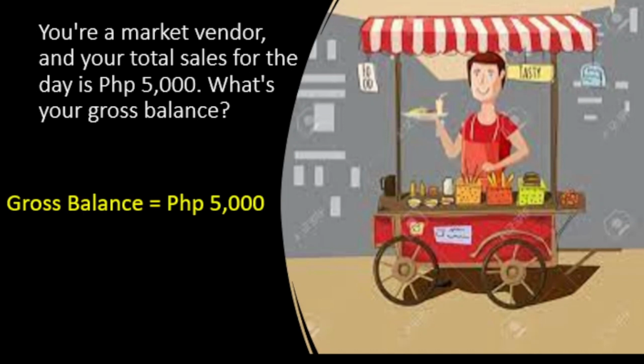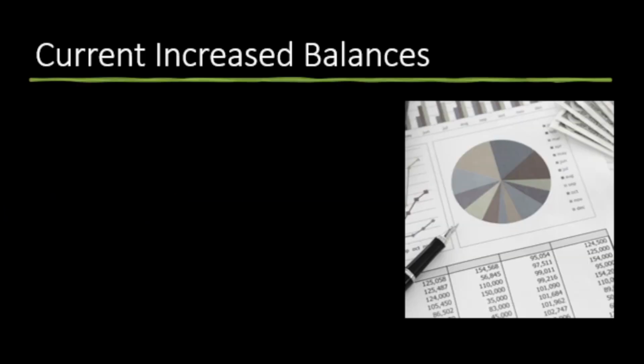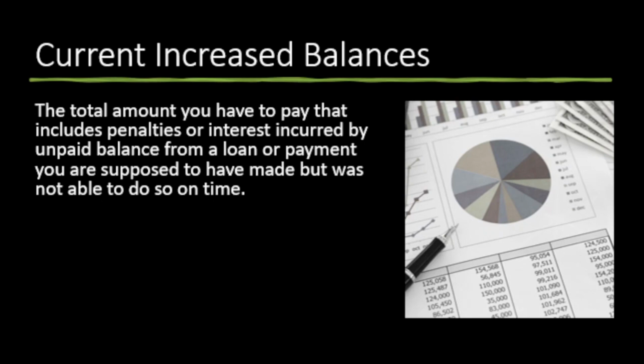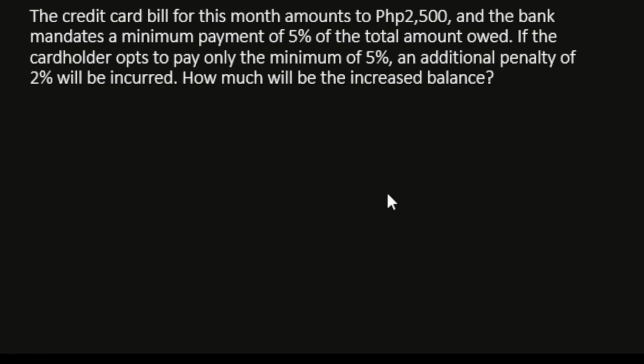For instance, if your total sales for the day in Marikina's market amount to 5,000 pesos, then that's your gross balance for the day. Now let's venture into current increased balances. It's all about how your balance has grown over time. And to understand this better, let's have an example.